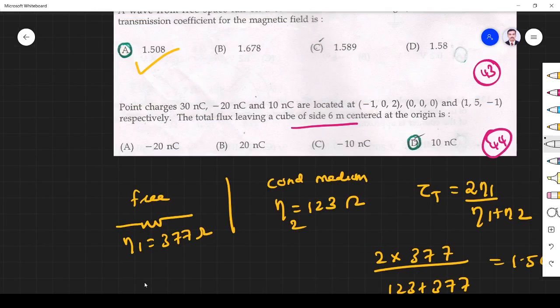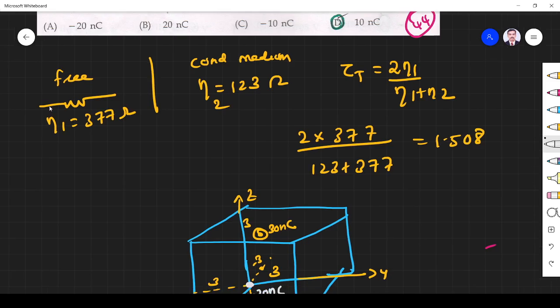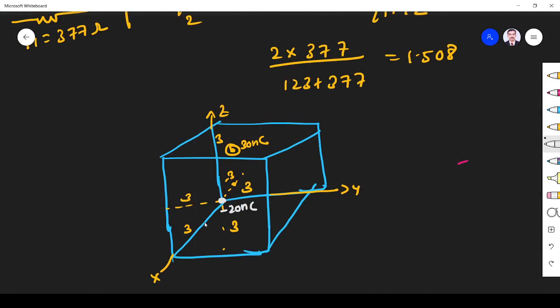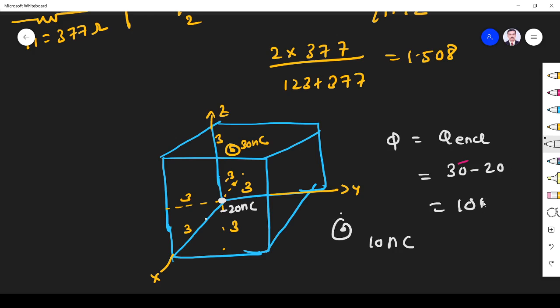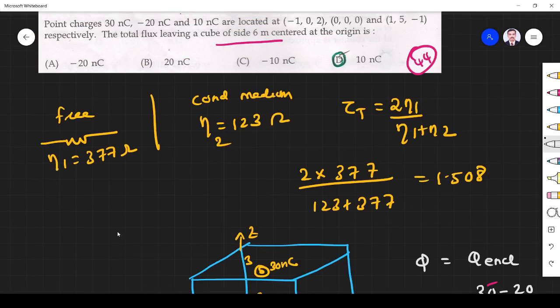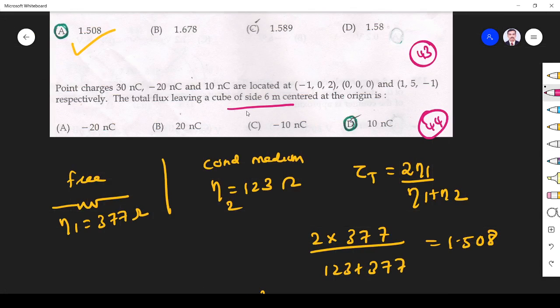Okay, then third one, 10 nanocoulomb located at 1, 5, minus 1. That is x is equal to 1, y is equal to 5, and z is equal to minus 1, means bottom side here somewhere, right? So 10 nanocoulomb. What is the total flux leaving? So as per the Gauss law, total flux leaving is equal to charge enclosed, right? So what is the charge enclosed? 30 nanocoulomb minus 20 nanocoulomb. So total flux leaving is 10 nanocoulomb. So option B is the right answer.